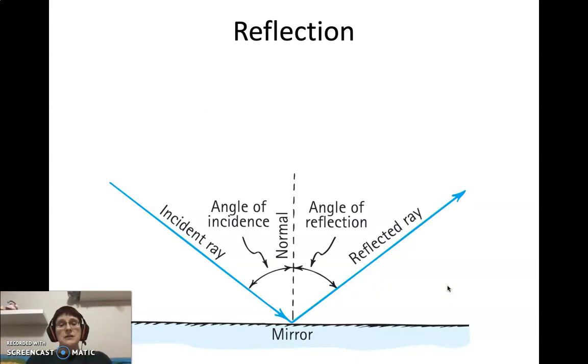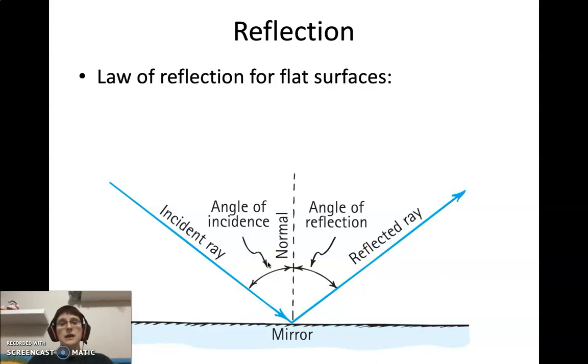So there's another diagram with all of that written in. Again, we've got our incident ray, our normal, our reflected ray. And what I've been talking about is specifically, the name of it is the law of reflection. I know, surprise, another law.